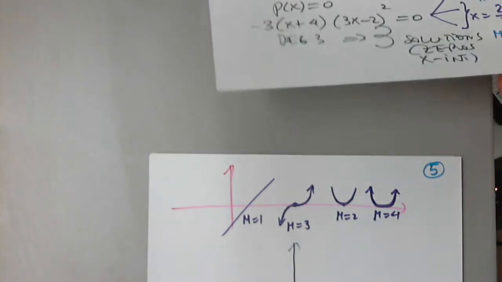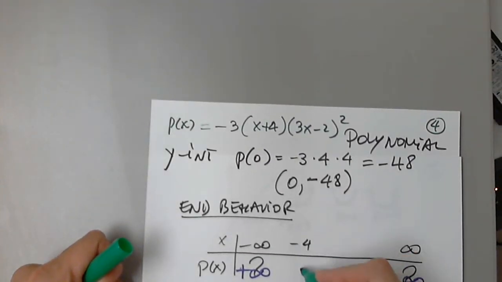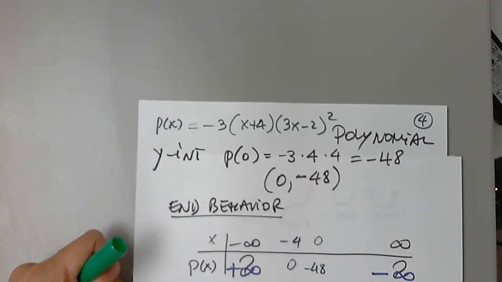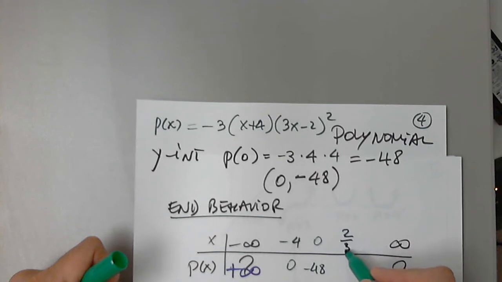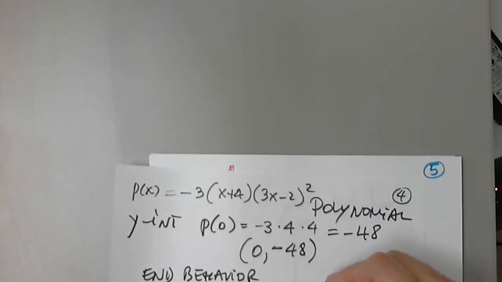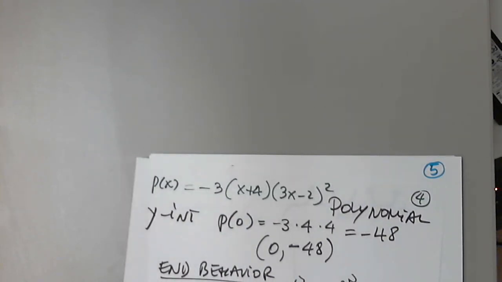I'm going to go back to my little table here. I'm going to put -4 and 0. I'm going to put 0 and -48. This is what we found. And I'm going to write 2/3 and 0. And I'm going to write here turn. And I'm going to write here cross. So multiplicity 1 for -4, so it will be a cross. Multiplicity 2 for 2/3 will be a turn.